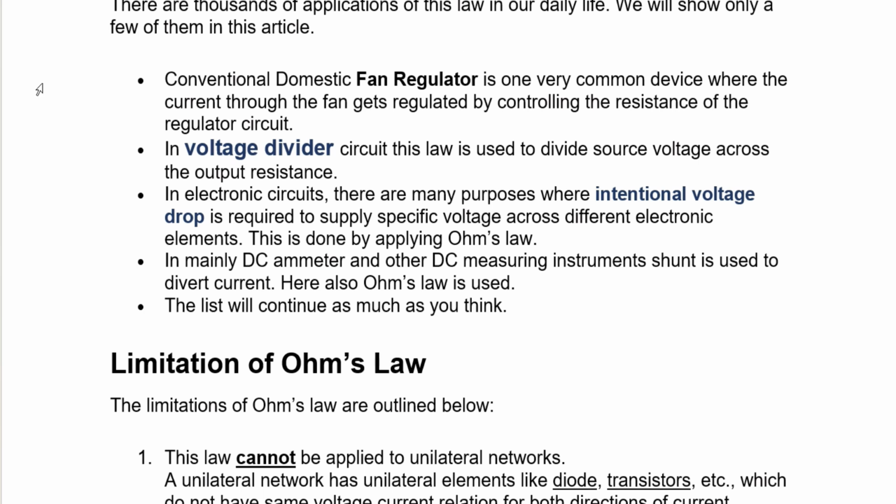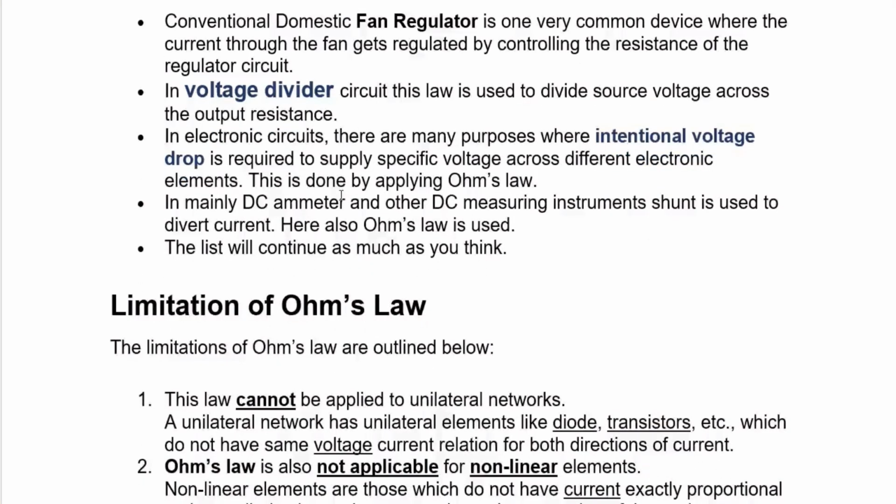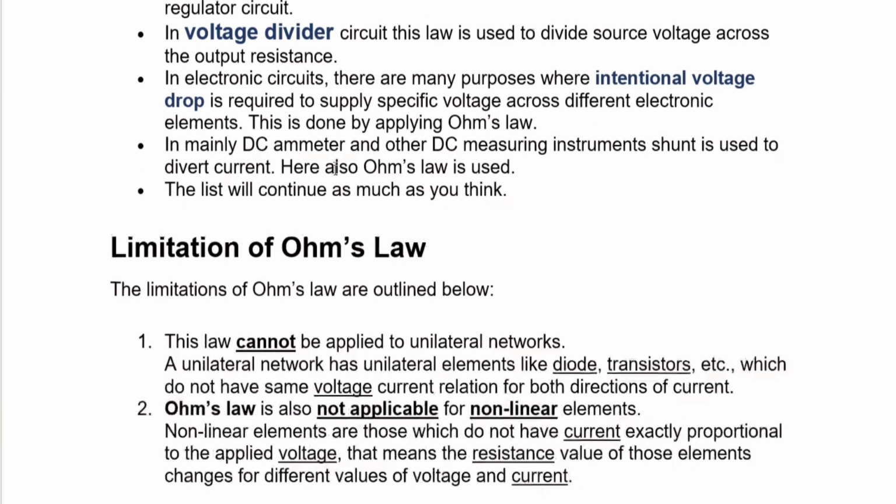So here it was resistance, variable resistance being used. In the potential divider circuit or the voltage divider circuit, this law is followed. This is used to divide the source voltage across the output resistance. So this is a technique by which you can increase or decrease the voltage level for a particular load.